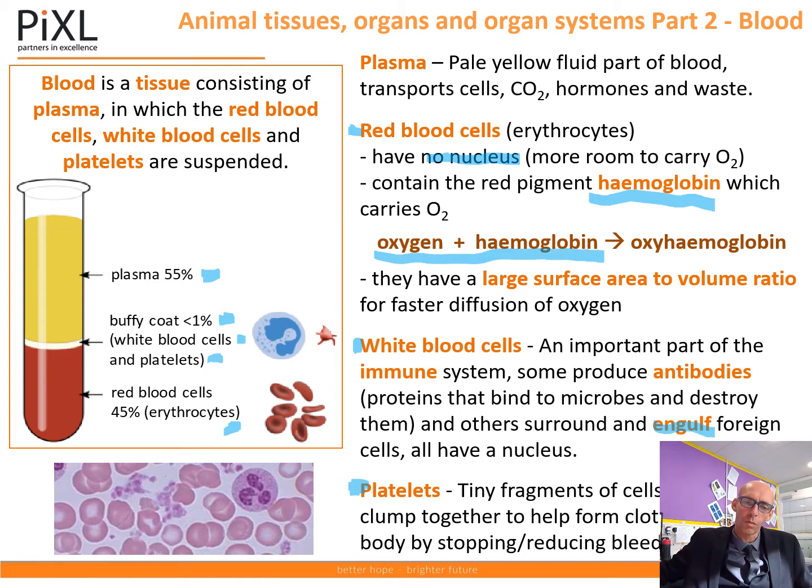So what's the role of the red blood cell? It is to carry oxygen around the body. How does it do that? Well, it uses a chemical, hemoglobin, to do that, and it has a large surface area, which means it can quickly drop off and pick up oxygen.